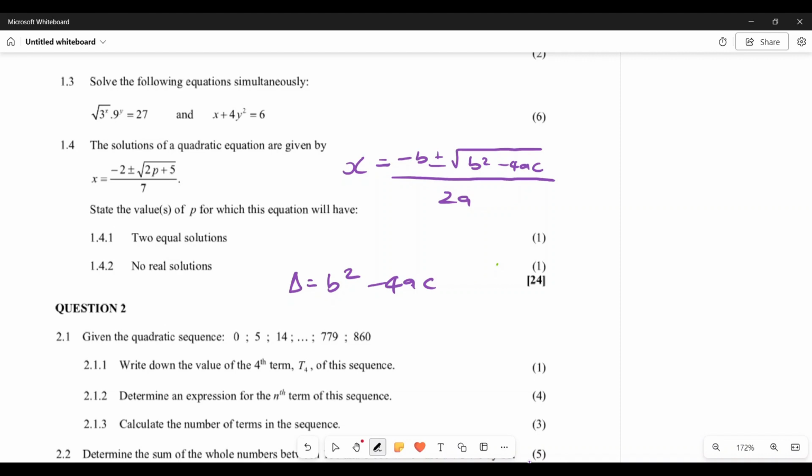Now, our equation would only have equal solutions if your discriminant is equal to 0, right? And your values of p would give no real solution if your discriminant is less than 0. So this is for the first question, and this is for the second question. Now we're going to check this discriminant right over here. Let me just change the color of my marker. Our discriminant, as you could see here, is 2p plus 5.